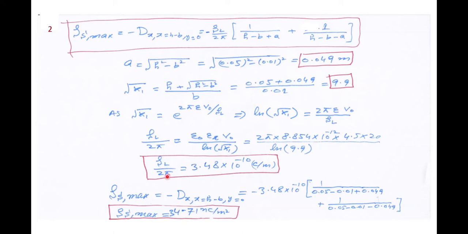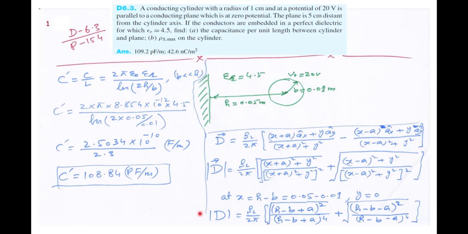Using the value of rho L divided by 2 pi and the values of h, b and a in this relation, we finally calculate the maximum surface charge density at the x equal to h minus b location, which is 34.71 nanocoulomb per square meter. But this result does not perfectly match the result given in the book. I think there is some error, or the answer given in the book is wrong.